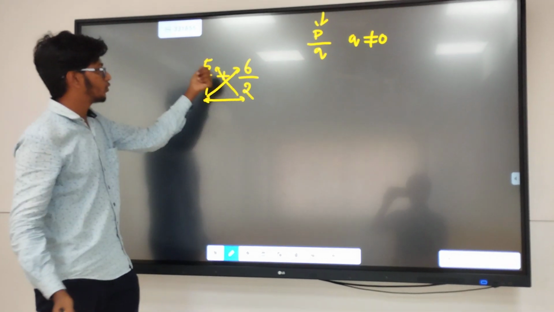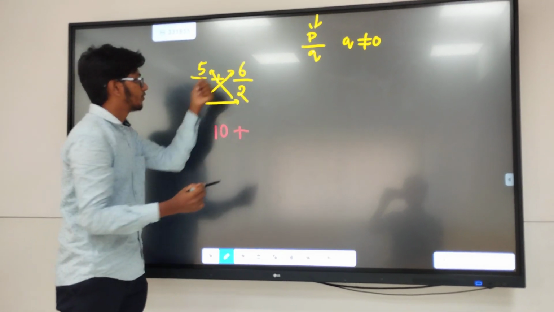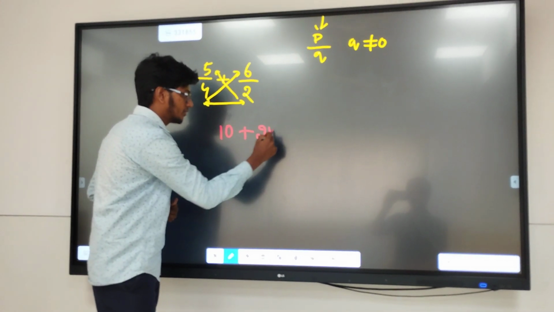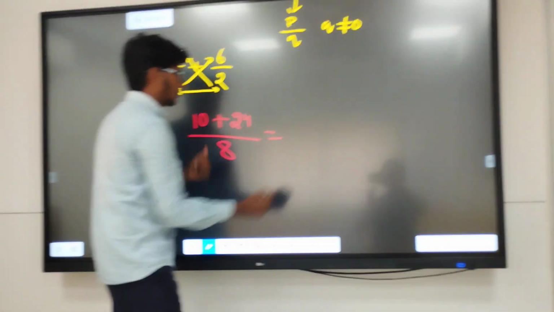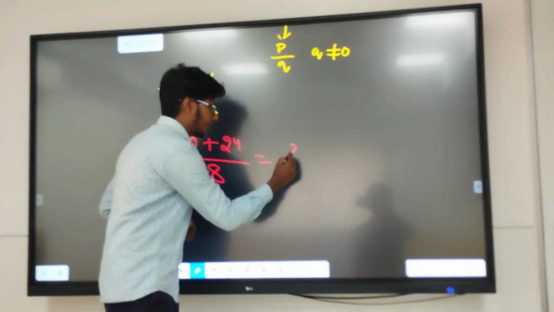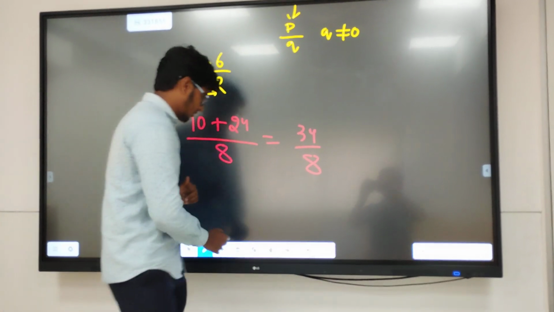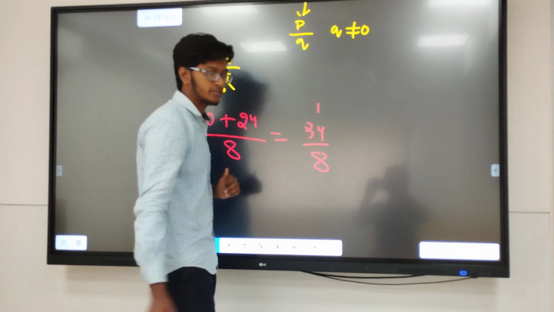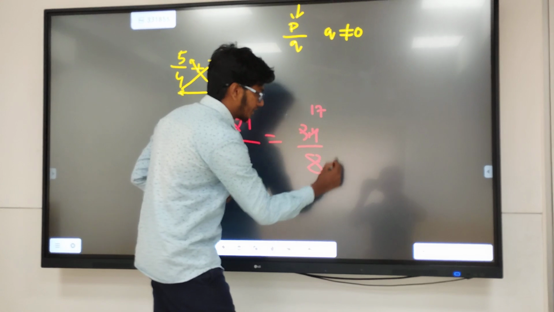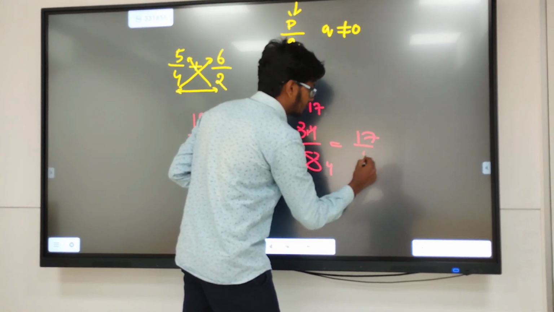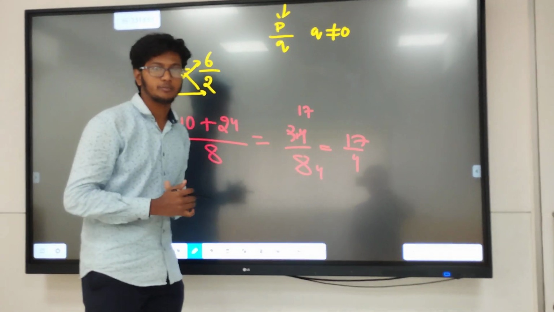So now see here, 2 5s are 10 plus 4 6s are 24, divided by 4 2s are 8, is equal to, add 24 and 10, it's 34, very good, by 8. Now again you can finalize this division. So we have 2 1s are 2 and 14, 2 7s are 14, 2 4s are 8, so it is 17 by 4. Either we can leave the answer till here or we can convert it into a mixed fraction.